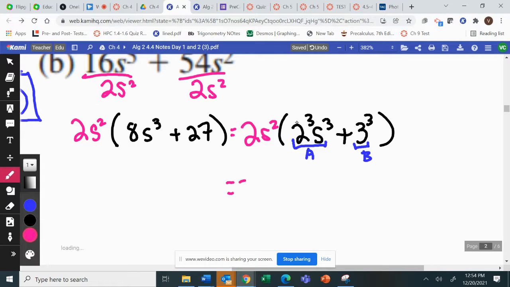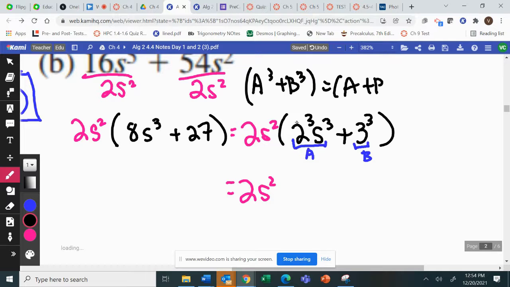So I'm going to bring down my 2s squared. If you need the formula, a cubed plus b cubed. The formula is a plus b times a squared minus ab plus b squared. So if you need that formula, I want to keep writing it until it sticks.